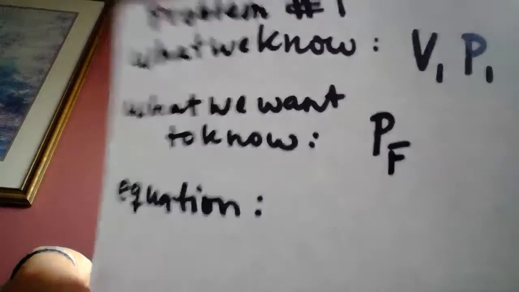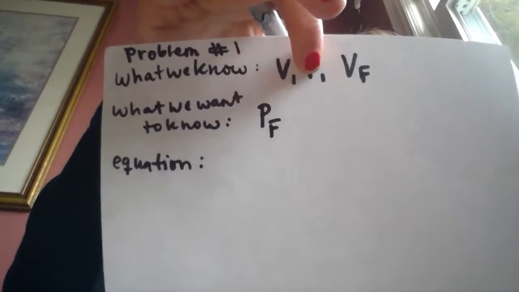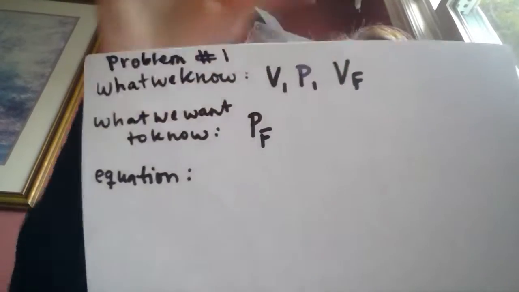And what do we want to know? So it says, what is its final pressure? So it wants us to solve for PF, P final. So P little subscript F. Okay. So now I know that it gives us initial volume, initial pressure, final volume, and it wants us to solve for final pressure.